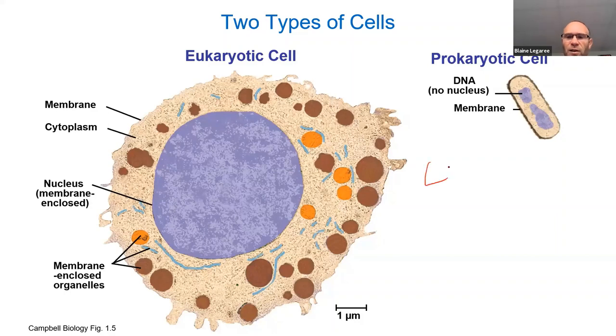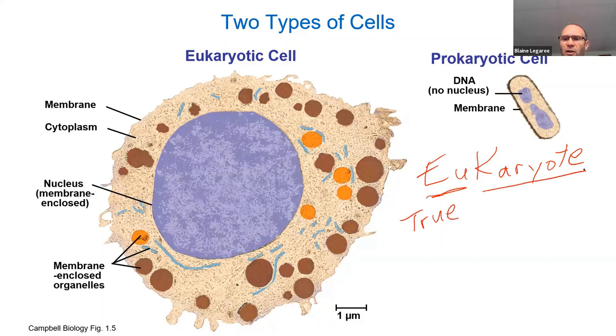So here, let me write this out for you. Eukaryote. This is Greek, by the way, and eu means true. And karyote means nucleus. So it's right in the name. What's a eukaryote? It's a cell that has a true nucleus. I don't think there's any prokaryotic cells that I know of that have any sort of even fake nucleus. But sometimes the DNA is kind of densely found in the middle, so it might look like a nucleus, but there's no membrane around it.